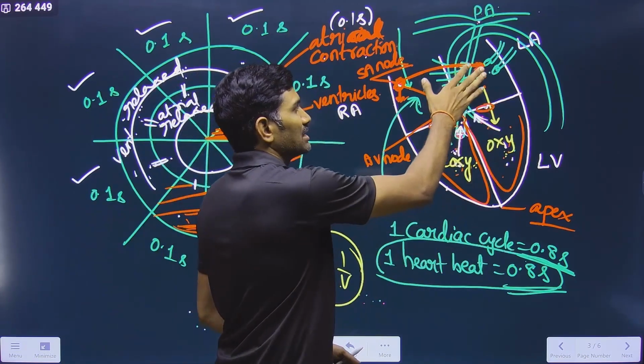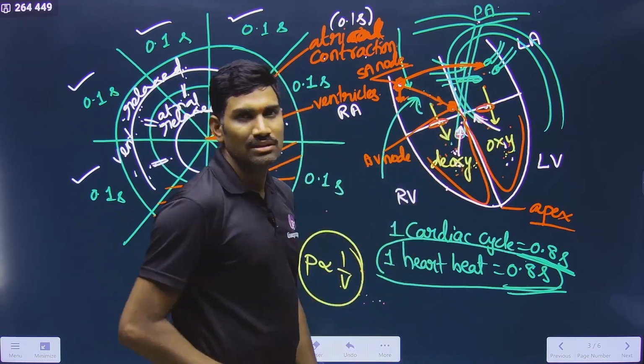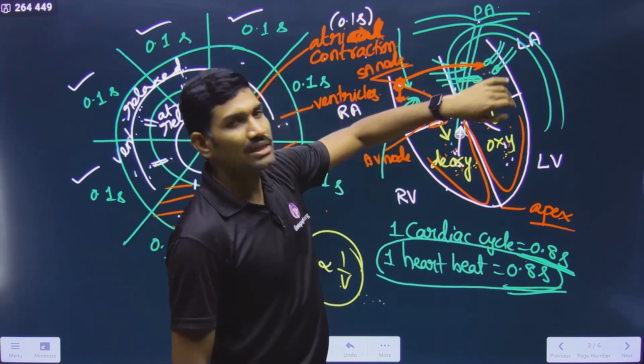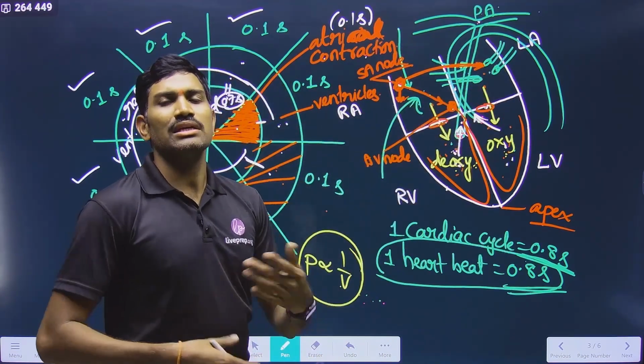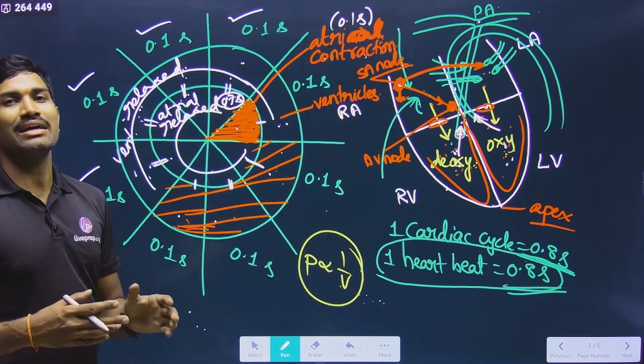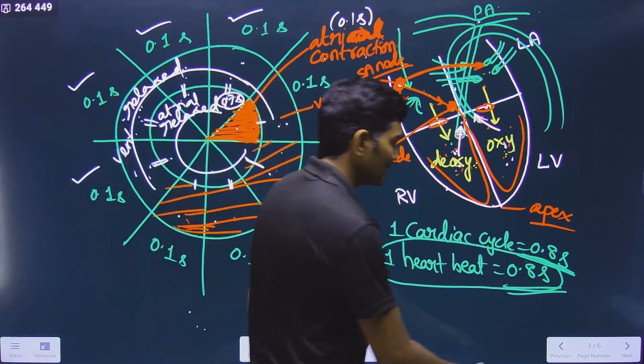Now passively blood from the atria will come into the ventricles, and the atria are collecting blood from body parts, and here it is from the lungs. And once again the same will be repeated. Clear? And this complete cycle is called the cardiac cycle. That's it. With this, the cardiac cycle is completed.